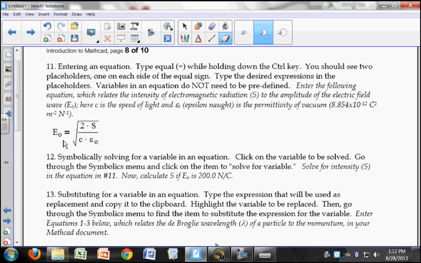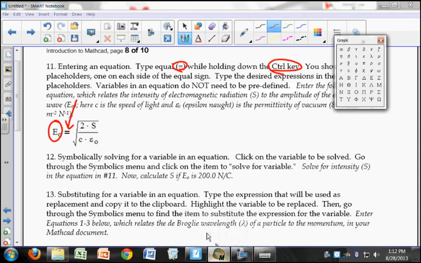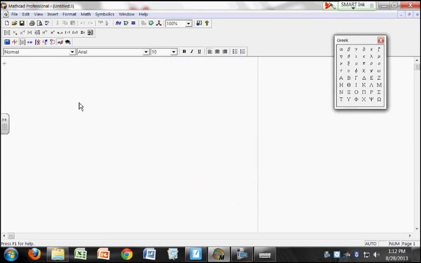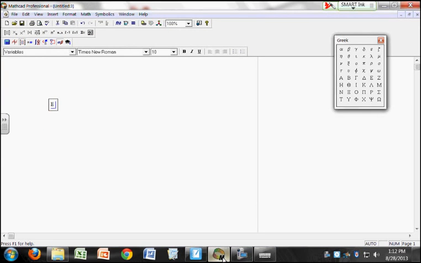So if I want to enter this expression right here, for example, I'm going to enter E naught. To enter this one, if I don't want Mathcad to do any calculation, I hold down the control key while I press the equal sign, and then I'll do square root of 2s over c epsilon naught. Let me do that. So let me create a new document. So what was the equation? E naught. So E dot O.